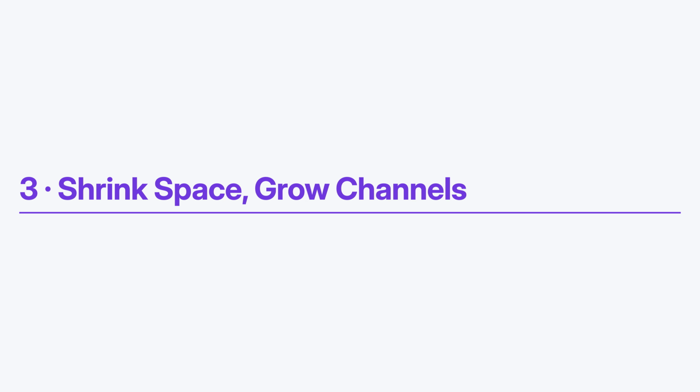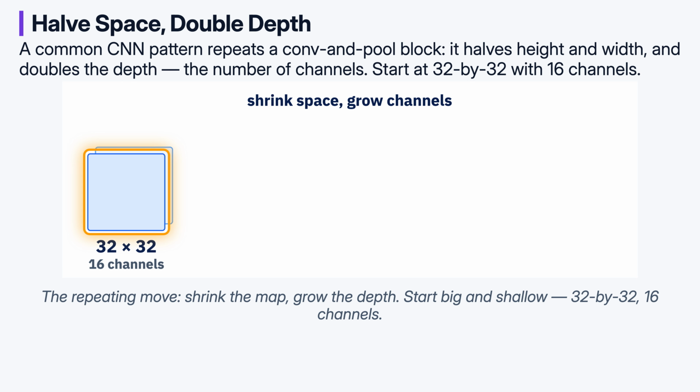Third, the pattern that shapes most convolutional networks: shrink space, grow channels. A common pattern repeats a conv pool block. Each block halves the height and width and doubles the depth, the number of channels. Start here with a 32 by 32 map with 16 channels, big and shallow.